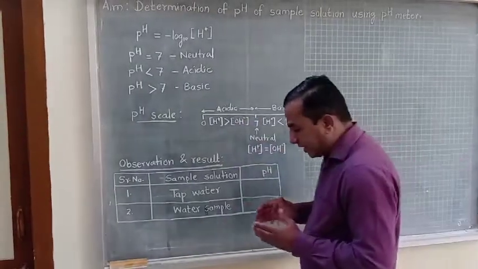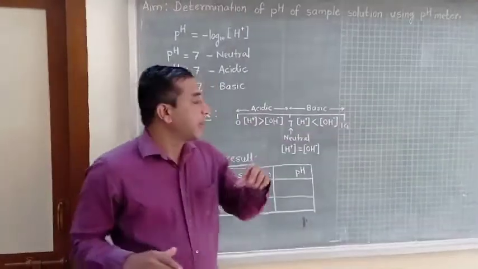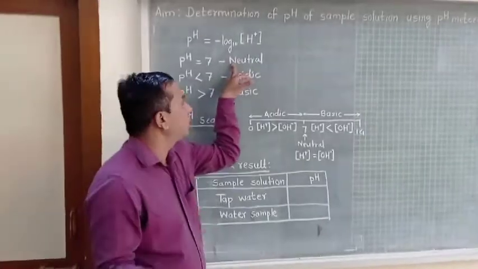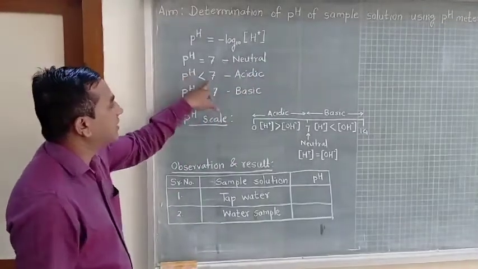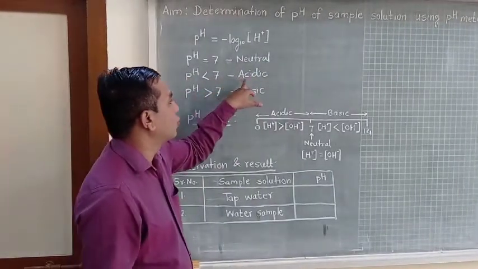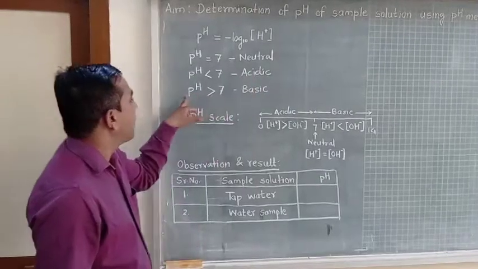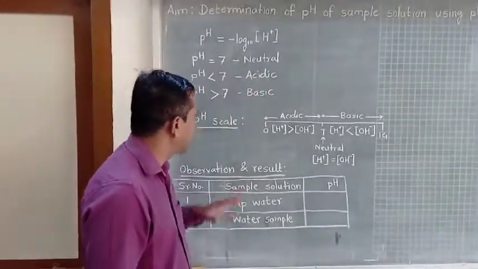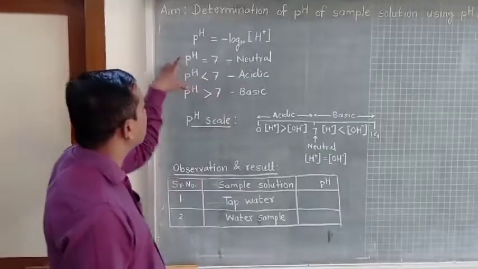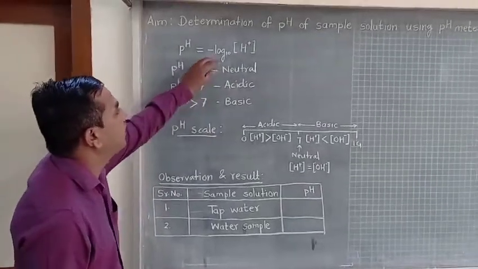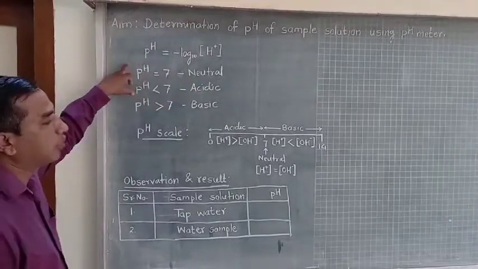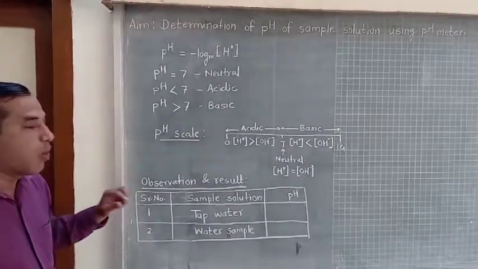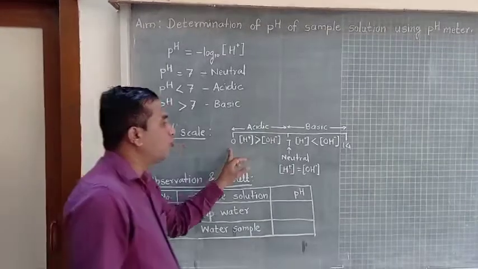So the nature of solution is determined like this: if pH is equal to 7, then we can say the solution is neutral. If pH is less than 7, then the solution is acidic. If pH is more than 7, then the solution is basic. That means we can determine the nature of solution, whether it is acidic, basic or neutral, on the basis of pH value. The pH scale for water ranges from 0 to 14.